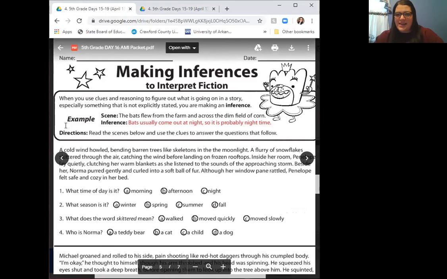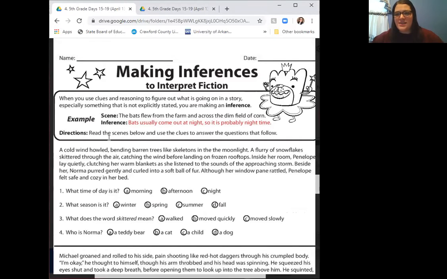In the scene it says, the bats flew from the farm and across the dim field of corn. So the inference you could make was that bats usually come out at night, so it is probably nighttime. So you're kind of using what you know about bats and what you read from that scene to make an inference. Okay, so the directions: read the scenes below and use the clues to answer the questions that follow.